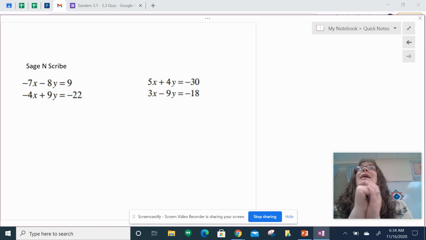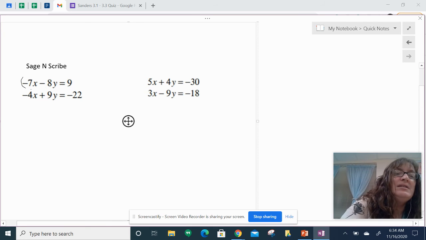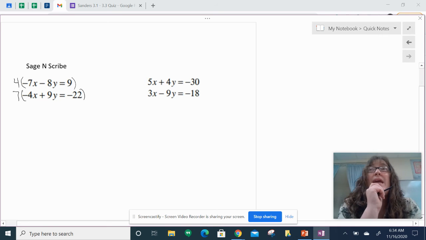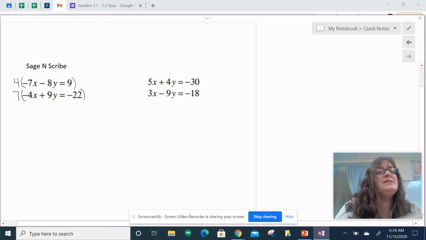So if I want to make x's opposite in this case, I'm going to choose to multiply the top equation by 4 and the bottom equation by 7, because that's going to get me negative 28x on top, and on bottom negative 28x. They were both negative 28. I want them opposites, so I'm just going to choose one to make opposite. It doesn't matter either one.